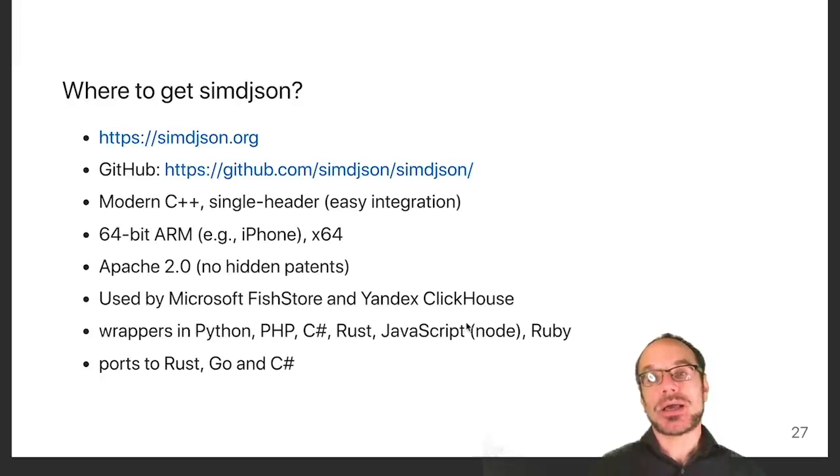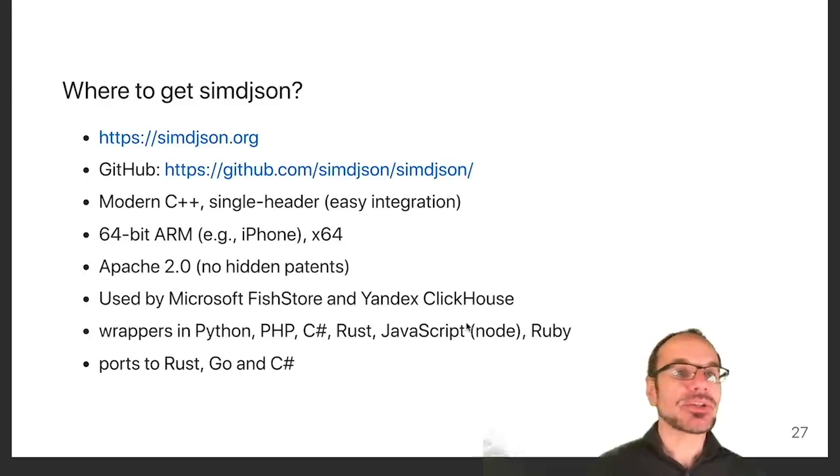So I thought I would conclude with a few pointers. We have, of course, a website. We have a GitHub website. There are lots of contributors, lots of really smart people. It's quite a usable library. It uses modern C++. You can easily integrate it using CMake or a single header. It runs pretty much everywhere, on any 64-bit system, whether it's ARM or x64, including very old processors. There are no hidden patents. It's Apache 2.0.